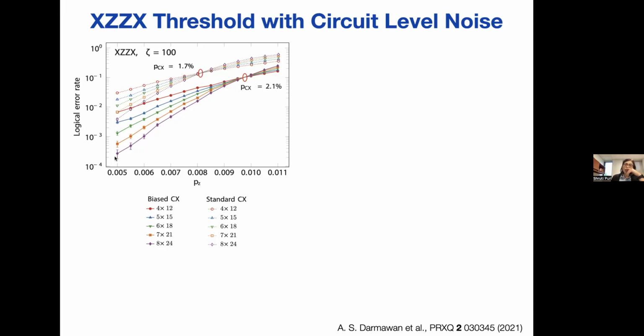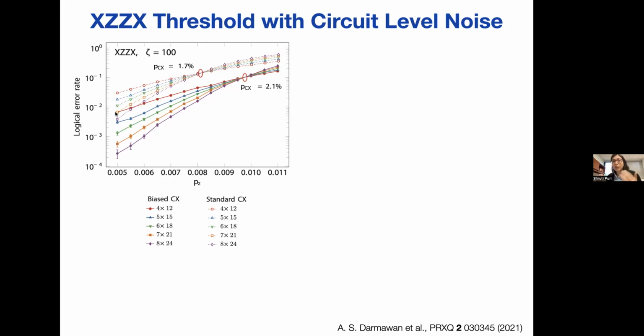If you look at the same size of the code implemented with a bias preserving CNOT gate versus not having a bias preserving CNOT gate, let's look at the 8x24 lattice in both cases. These purple dots: for the same x-axis, which is also the same total physical error rate, you see that if I had the noise be Z biased in the CNOT gate, then my logical error rate is about an order of magnitude smaller than if the errors in the CNOT gate were not biased. So this really tells you that it's not just the total error rate in your gate that matters, the structure of the noise in your gate also matters.